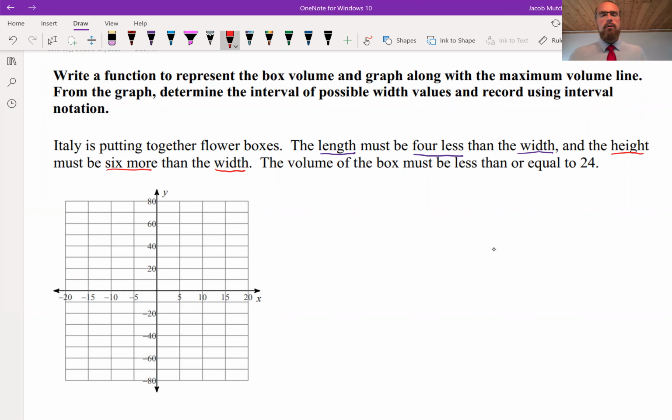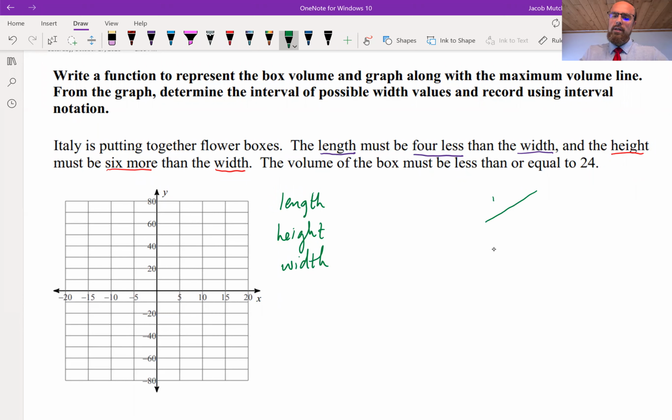Now, in terms of the dimensions of the box, I have 3 essential dimensions. The first is the length. Second is the height. And the third is the width. And just to keep in mind what we're trying to describe, it's a box that we could put flowers into. So I'm just going to make a rough sketch here.